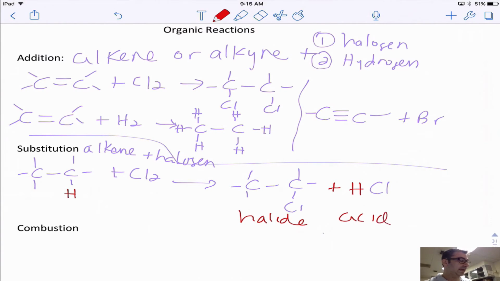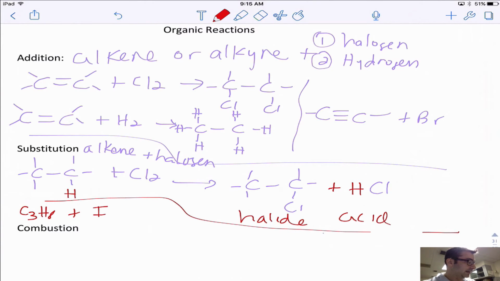And I can do this with any of the halogens. Why don't you try one? Let's try one where we do, why don't we try like propane, C3H8, plus let's do iodine. And let's see if you can come up with the products, and we'll talk about that in class.